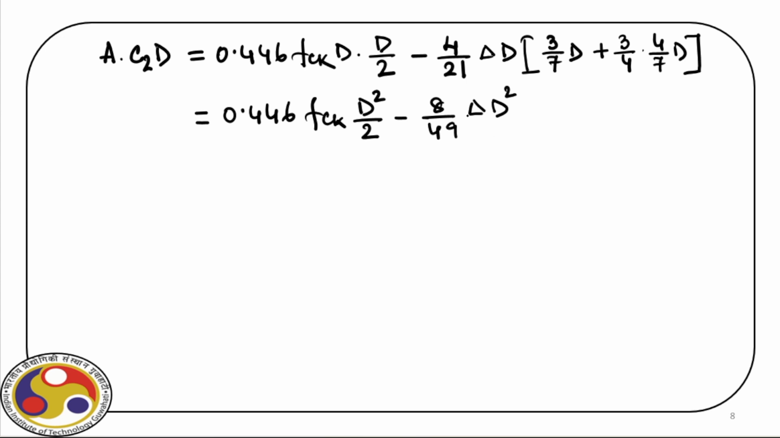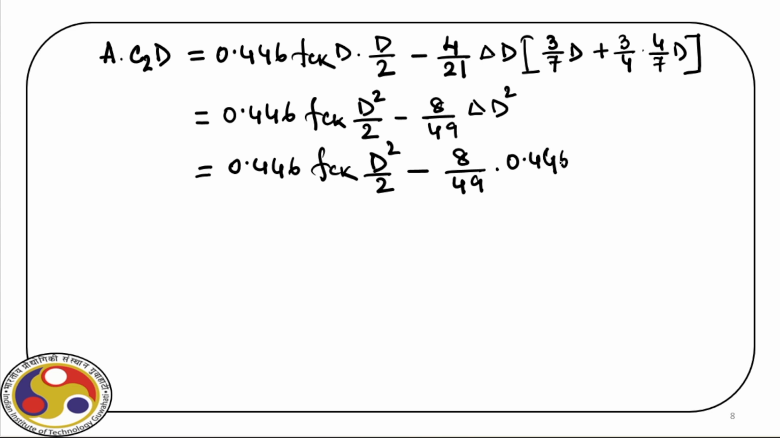In this expression, we can put the expression for delta, which we do next. So we have here 0.446 FCK d square by 2 minus 8 by 49. In place of delta, we have 0.446 FCK, then 4 by 7K minus 3 whole square times d square.